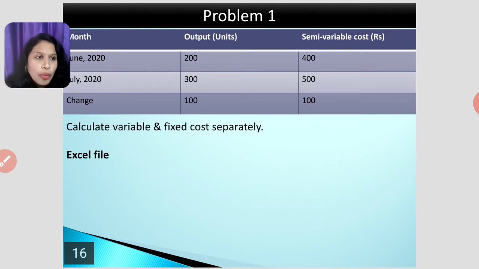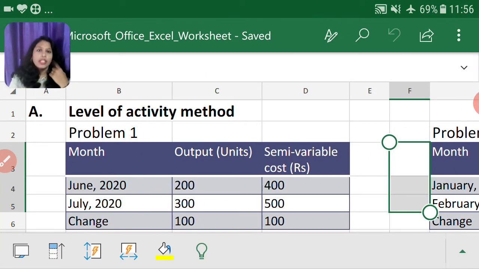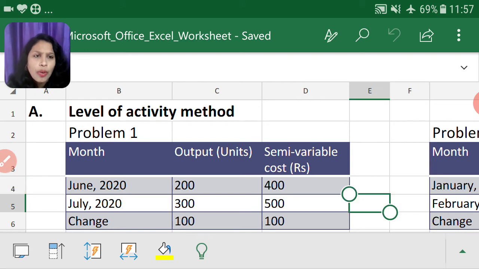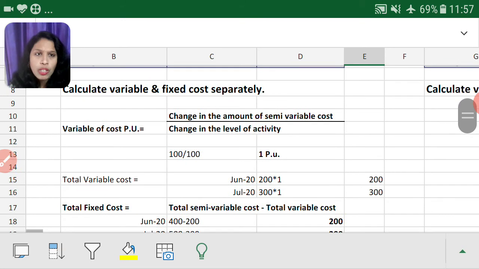So we move to the Excel file. In the Excel file, we have to study here the level of activity method. The same problem we have replaced here. Level of activity method under problem number first. June 2020, July 2020, 200, 300, semi-variable cost 400, 500, and the change 100. Then the same question is repeated here. So calculate variable and fixed cost separately.